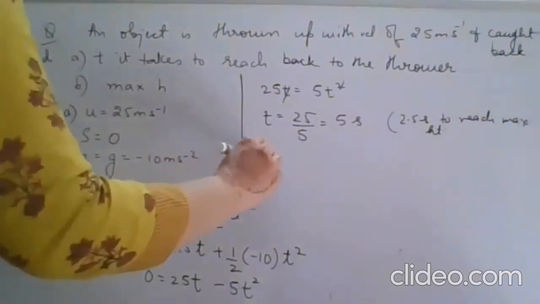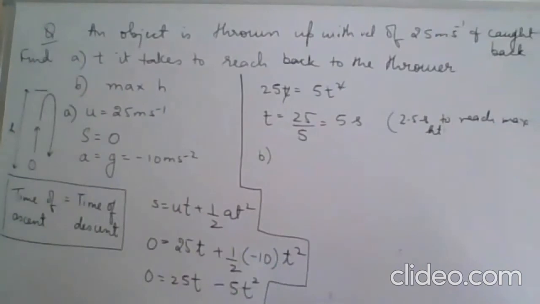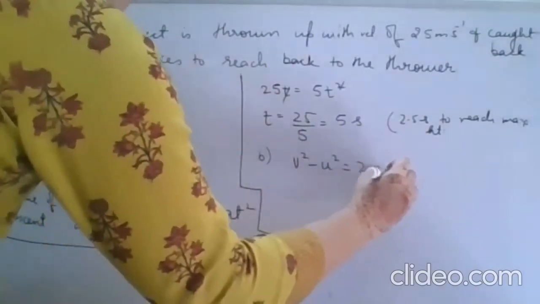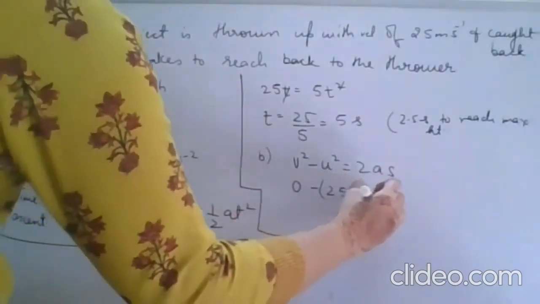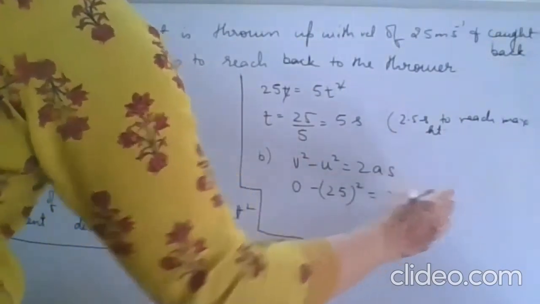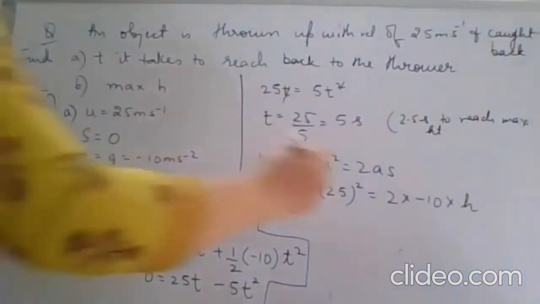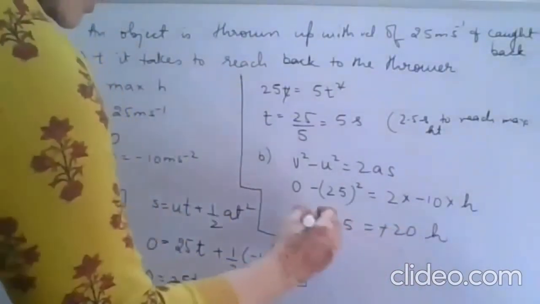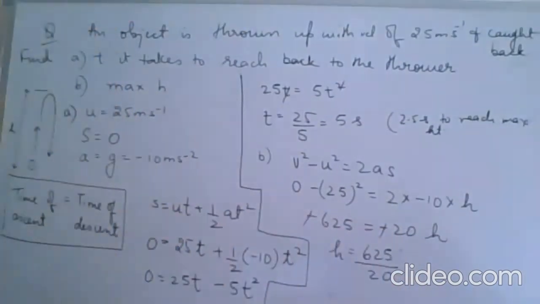Now to find maximum height where it reaches, you can use the third equation, which says v square minus u square is 2as. We know at the topmost point v is 0. u is given in the question, 25. a is minus 10 here, and s is the maximum height, which we are going to calculate. So rearranging the terms, this becomes negative 625 is minus 20h. Negative goes away. Height will be 625 divided by 20.